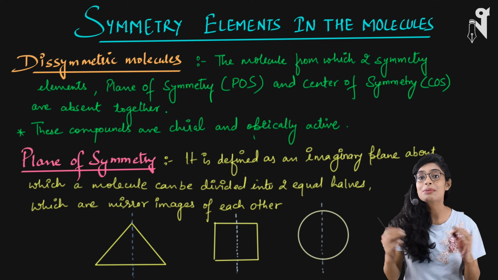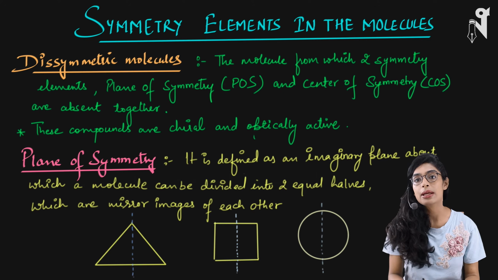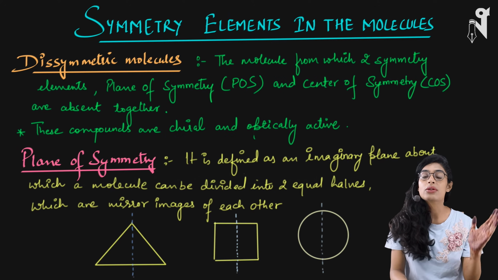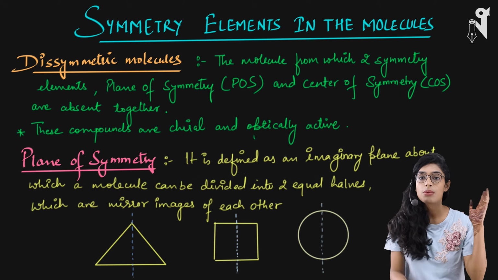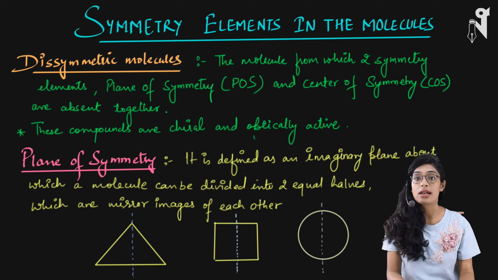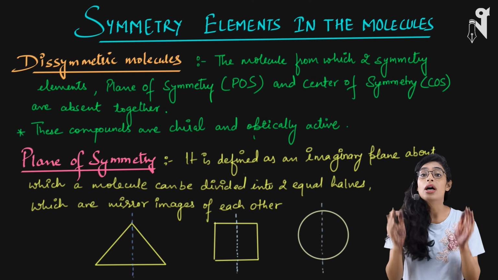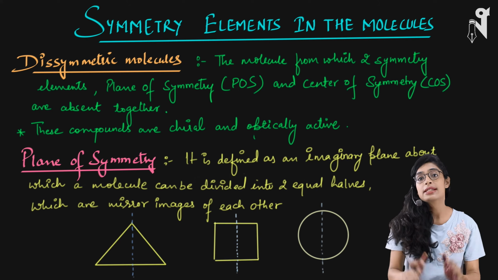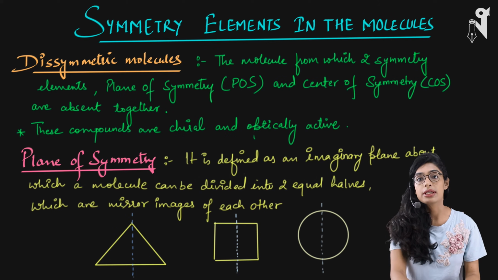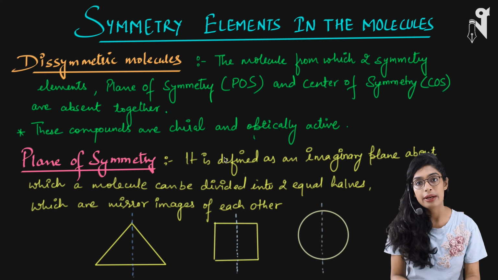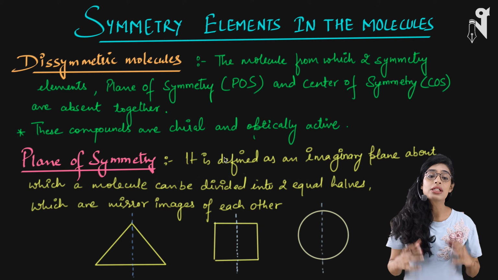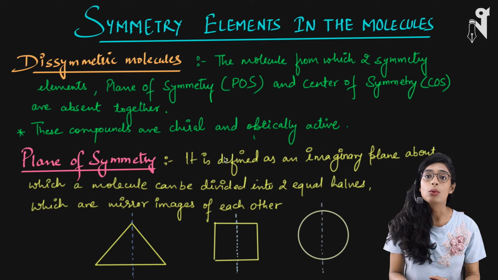There are 23 symmetry elements in a substance, which probably Nimir sir will explain in his physics class. But when a molecule does not possess symmetry, then the molecule is chiral. So when I say it is not possessing symmetry, what does it mean?